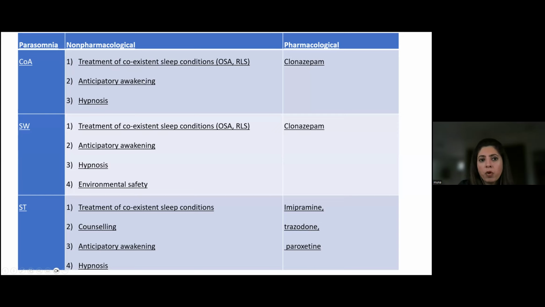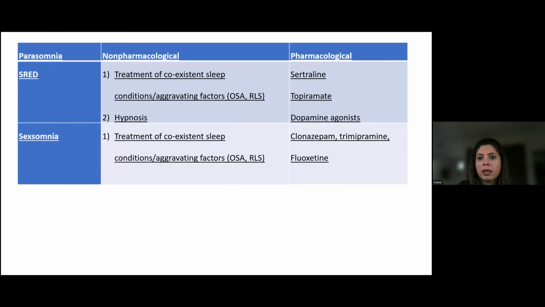So that's the key point here. And anticipatory awakening in kiddos can help in confusional arousal, sleepwalking, as well as sleep terror in kiddos. But the treatment of coexistent sleep condition helps in all of these cases. Again, pharmacological, I've listed here for your reference. Clonazepam, you can consider that the steroid of the sleep world, if you will. But in sleep terrors, there are a few other medications that could be tried as well. Imipramine, trazodone, paroxetine.